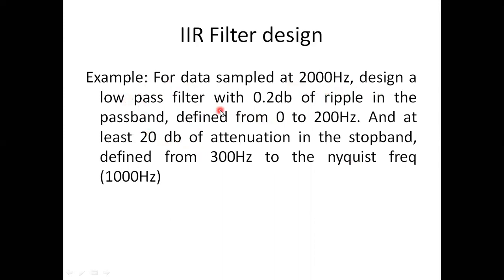Design a low pass filter with 0.2 dB of ripple in the pass band, and the ripple in the pass band is given as 0.2 dB, and the frequency is given as 0 to 200 Hz, and at least 20 dB of attenuation in the stop band, means in the stop band 20 dB attenuation is given, and that is defined from 300 Hz to the Nyquist frequency. This Nyquist frequency is half of your sample frequency. So for this given question, you need to design the IIR filter.